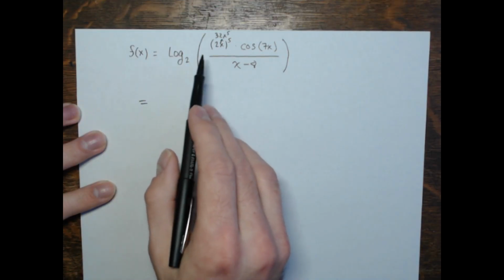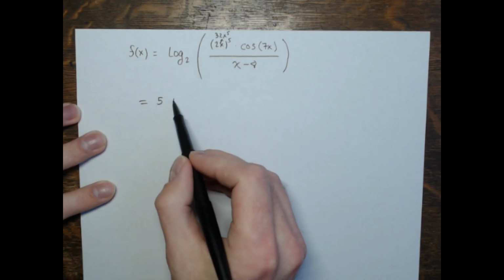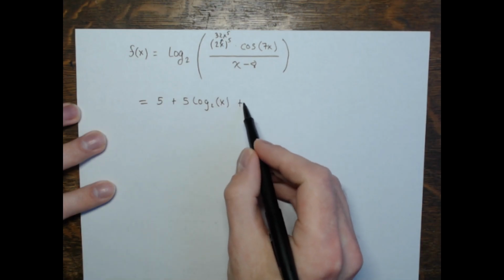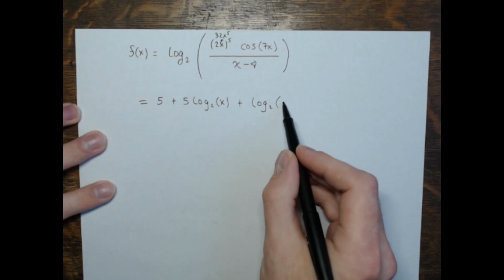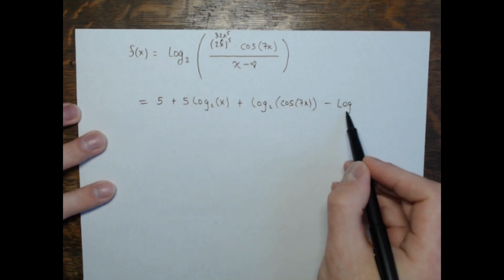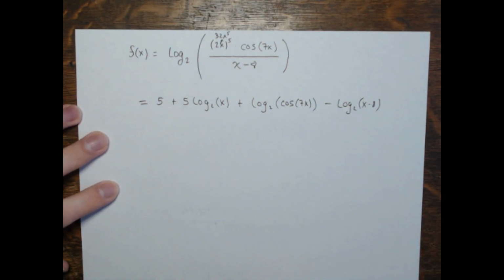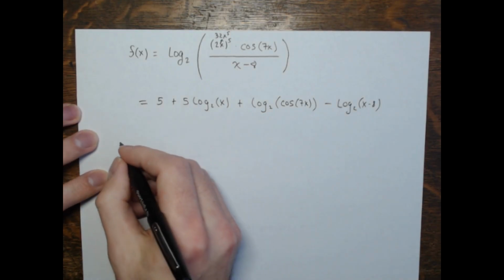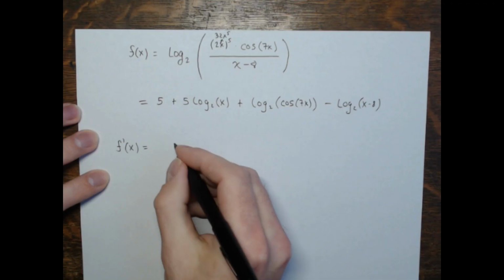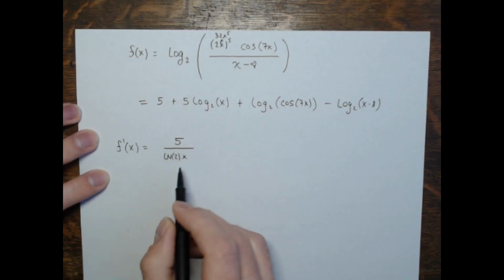All right, so I'm going to use the properties of logarithms. So we have the log base 2 of 32. That would be 5 plus, and then 5 times the log base 2 of x, then plus the log base 2 of the cosine of 7x, and then minus the log base 2 of x minus 8, right? That's just expanding this, the properties of logarithms. All right, then the derivative. So 0 and then 5 over x times the natural log of 2 in the denominator. So 5 over natural log of 2 times x down here.